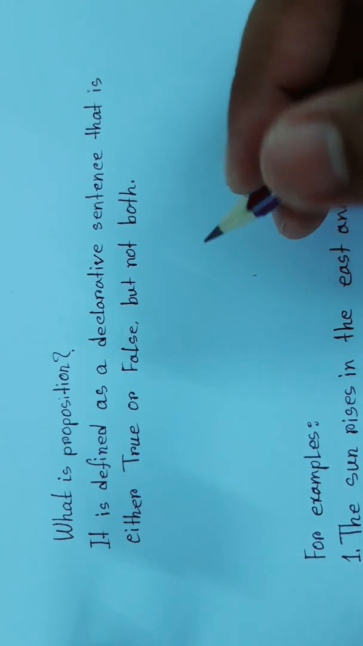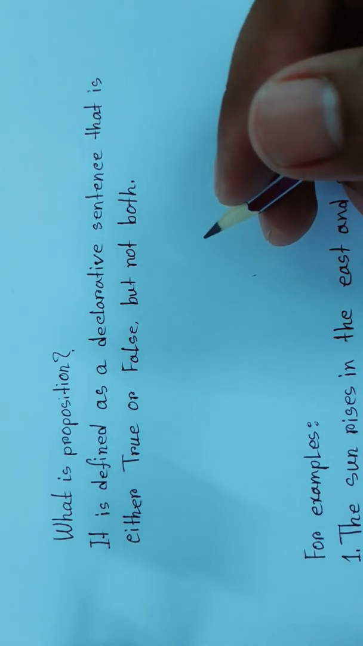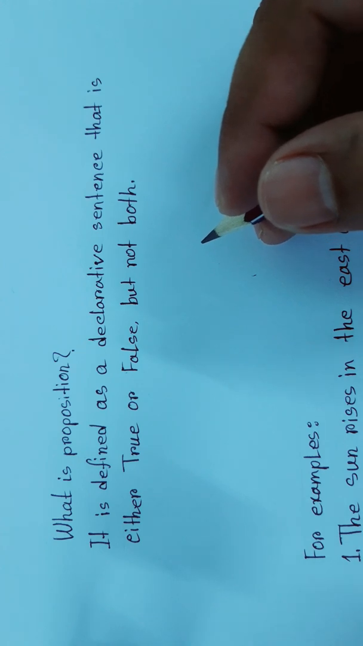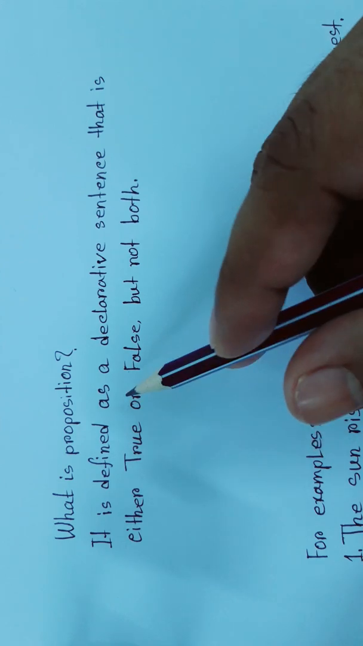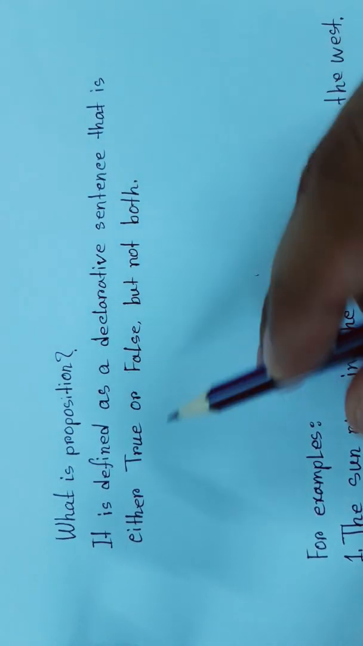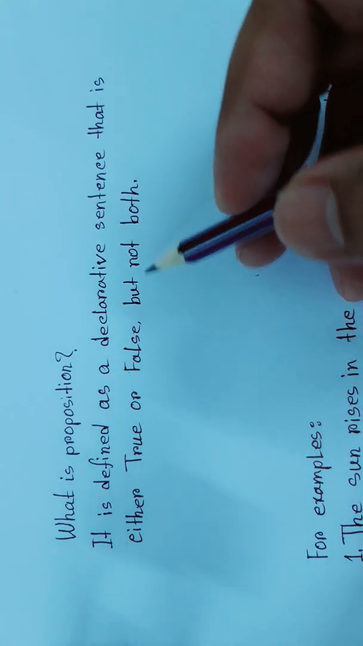Today I am going to discuss propositions and truth tables. What is a proposition? A proposition is the basic building block of logic. It is defined as a declarative sentence that is either true or false, but not both.